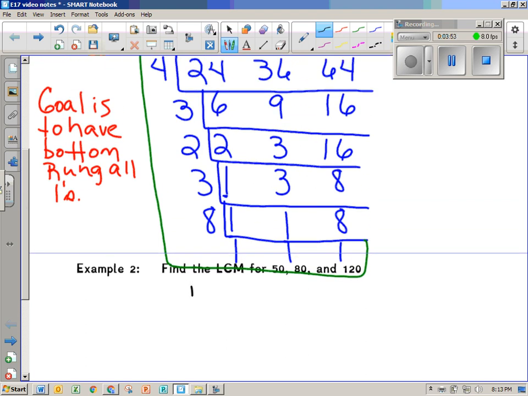So what you would write is underneath it, LCM equals, and write out all the numbers that you're multiplying in the same order that you have them in your ladder. 4 times 3, 2, 3, and 8.